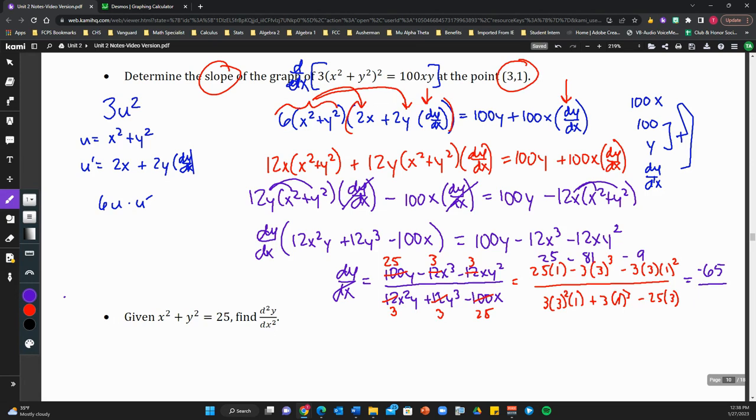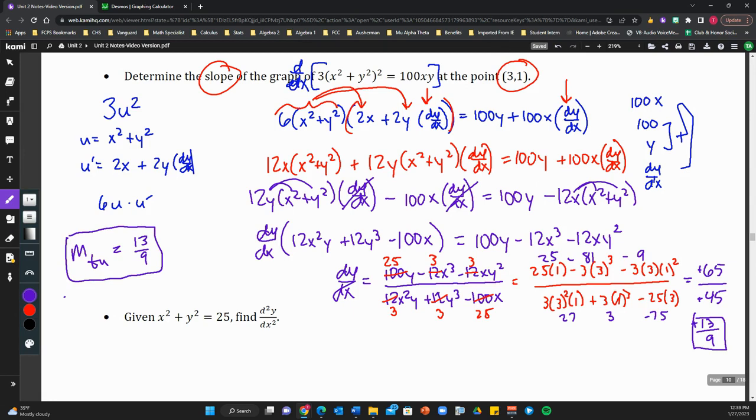And then on bottom, we've got 3 times 3 squared times 1, or 27. 3 times 1 cubed is just 3, minus 75. So we have 30 minus 75, or negative 45, which reduces to positive 13 over 9 once I cancel out that common factor of 5. So that is the slope of this tangent line on this curve at that point. We get 13 ninths.